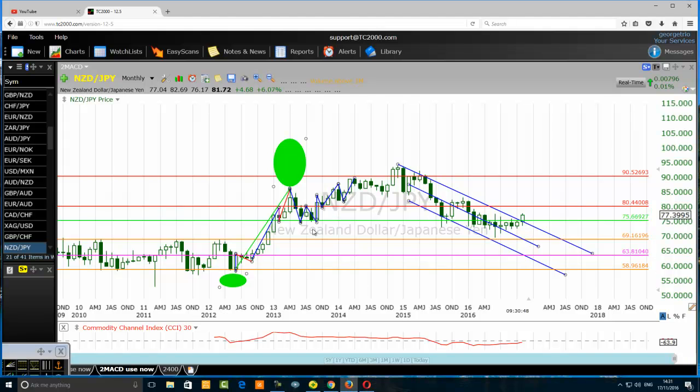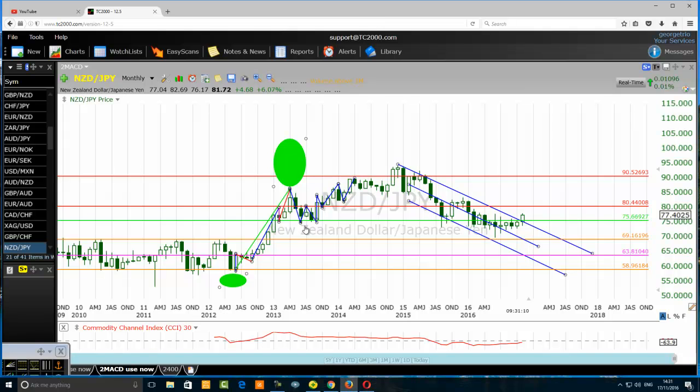You can see that, if I call this one the first wave and this one the second wave, and this the third wave, the supposed fourth wave is overlapping my supposed first wave. See here, there is an Elliott wave violation.